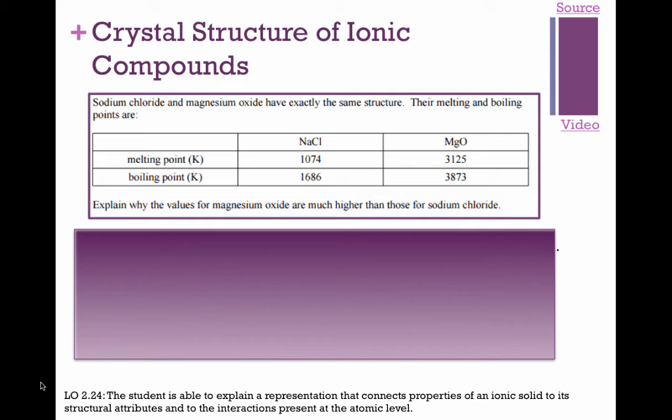Okay, so for example, sodium chloride and magnesium oxide have exactly the same structure. It exists in a crystal lattice. Their melting and boiling points are this, respectively. Explain why the values for magnesium oxide are much higher than sodium chloride.